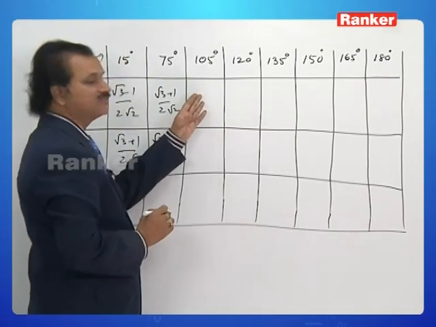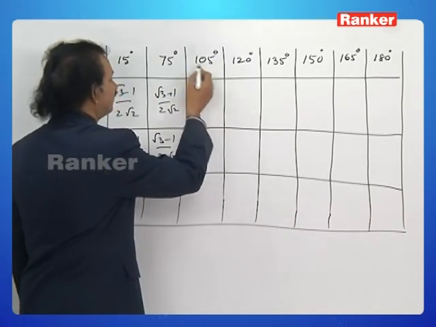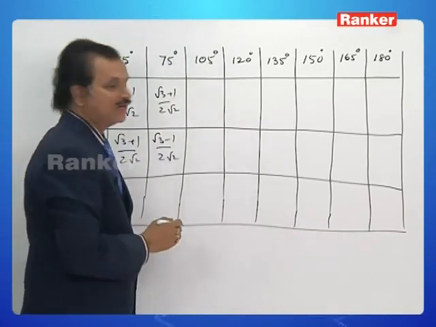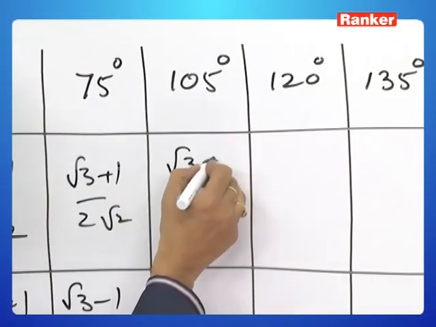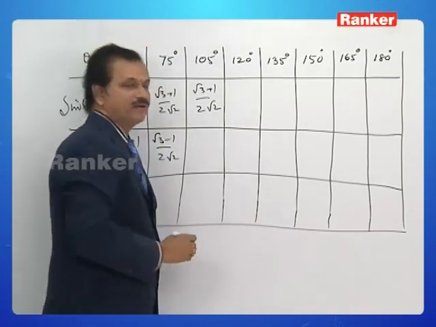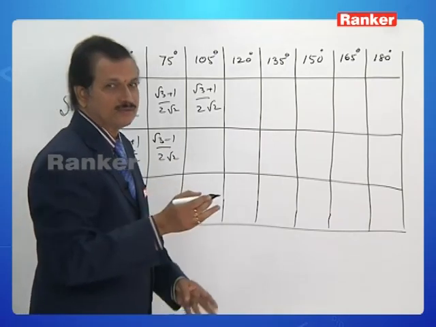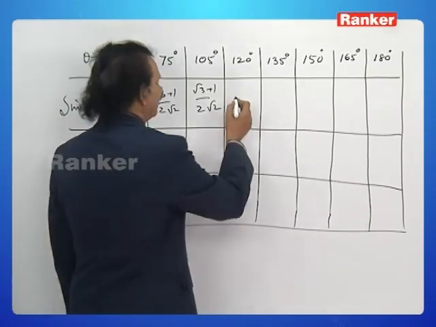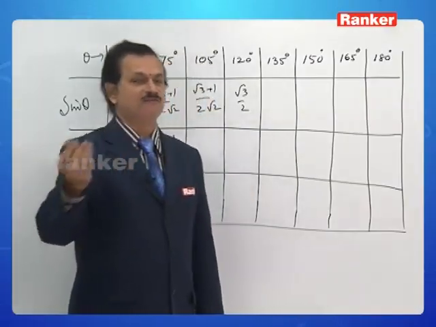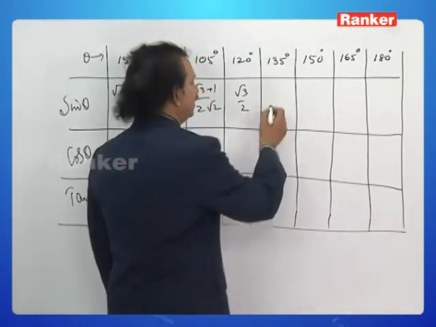Well, sine 105. Sine 105 is nothing but sine 75. Why? Because they are supplementary. 75 degrees and 105 degrees are supplementary. Sine A is equal to sine B in that case. Therefore, it is root 3 plus 1 by 2 root 2. Next, sine 120. Sine 120 is equal to sine 60 because 120 and 60 are supplementary. Therefore, this is root 3 by 2. 135 degrees and 45 degrees are supplementary. Therefore, sine 135 is equal to sine 45. So, it is 1 by root 2.